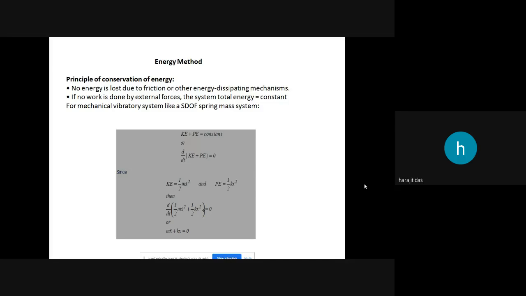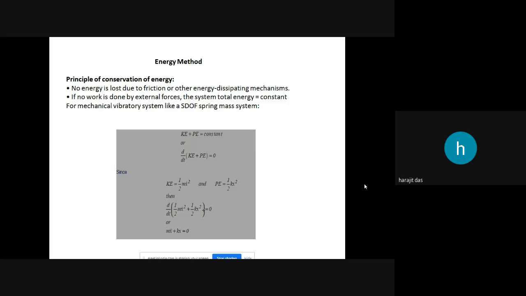So till now, as I have told you, we have opted for two methods. One is Newton's second law of motion, which is applied to the free body diagram in the displaced condition. And then after considering the external forces, we found out the equation of motion.